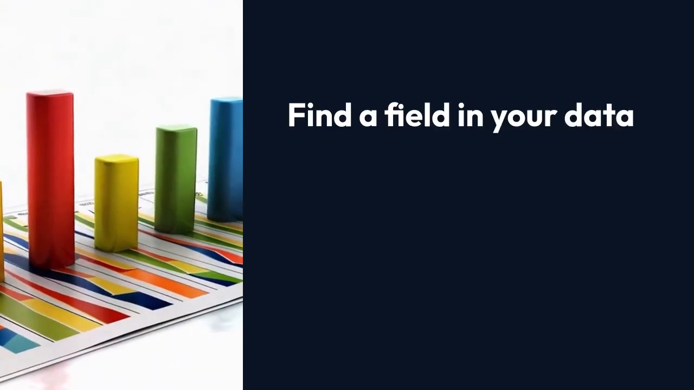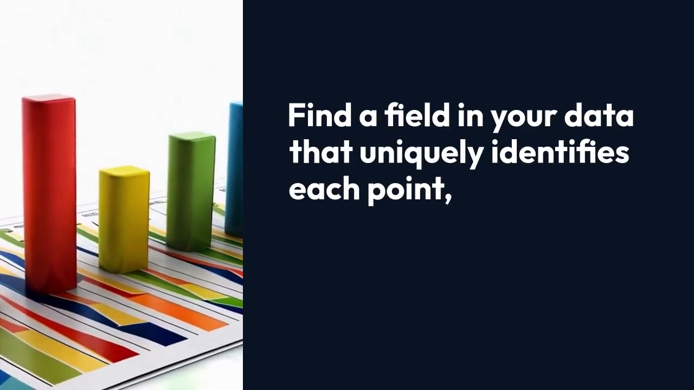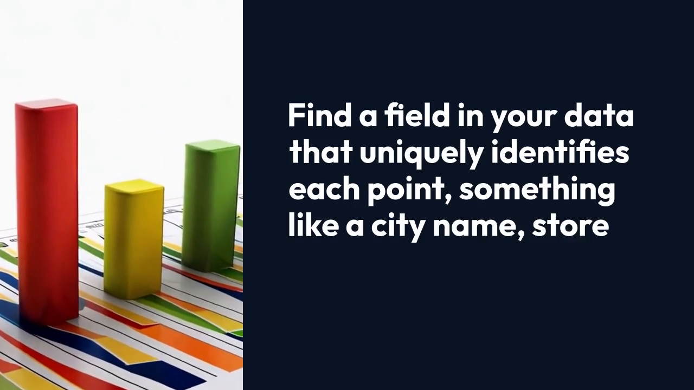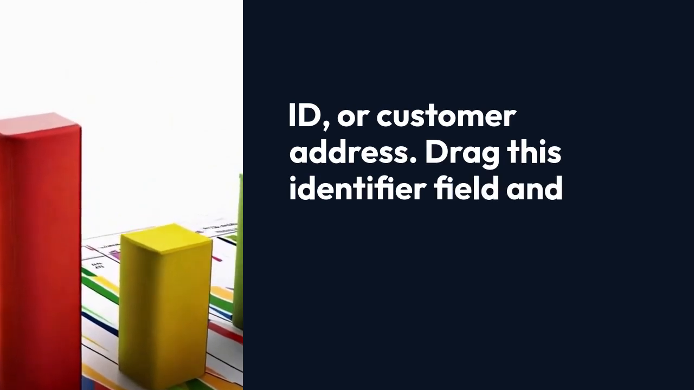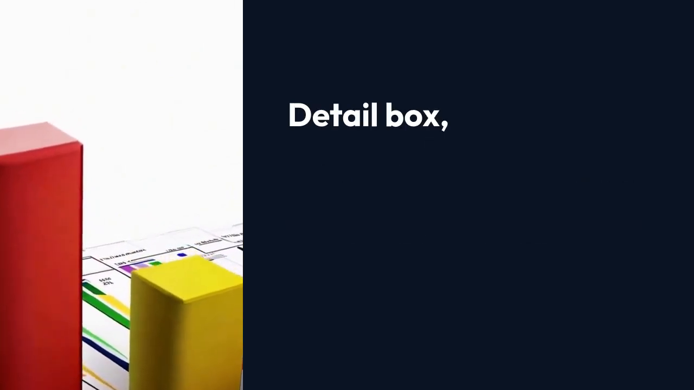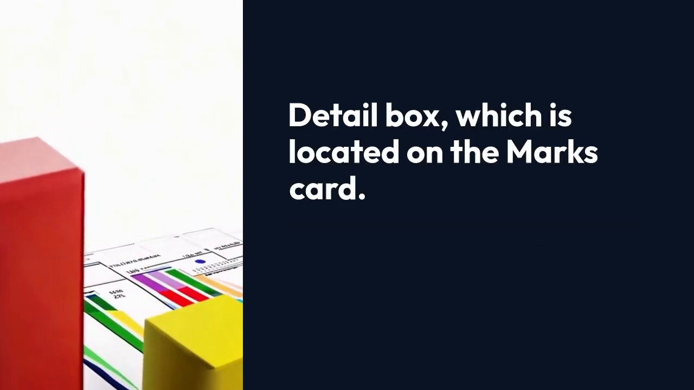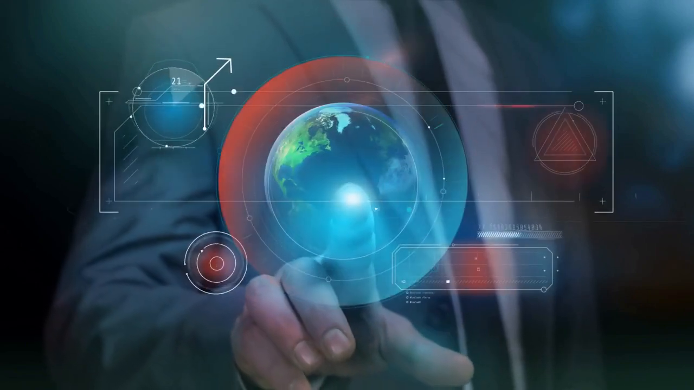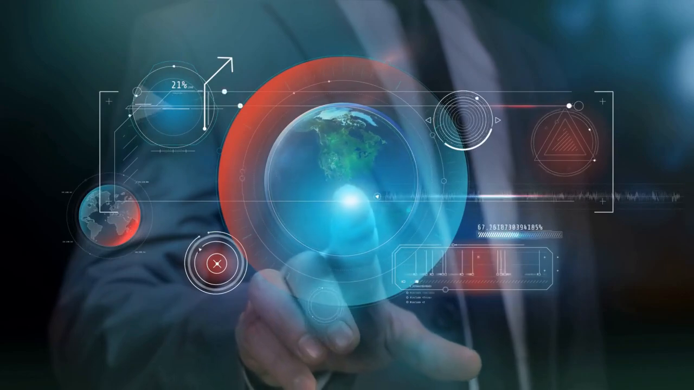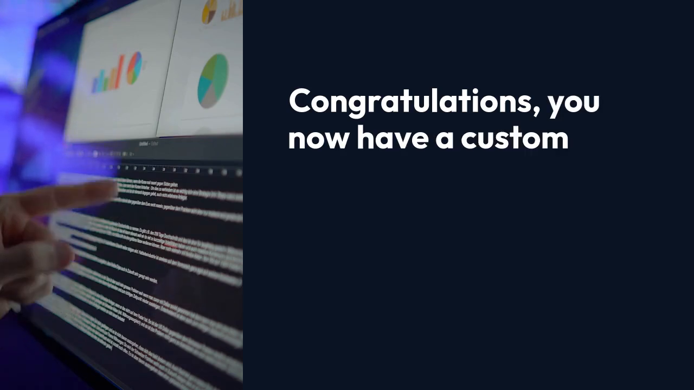Find a field in your data that uniquely identifies each point, something like a city name, store ID, or customer address. Drag this identifier field and drop it directly onto the detail box, which is located on the marks card. As soon as you do this, your single point will break apart into many individual points, one for each unique location in your data. Congratulations, you now have a custom map.